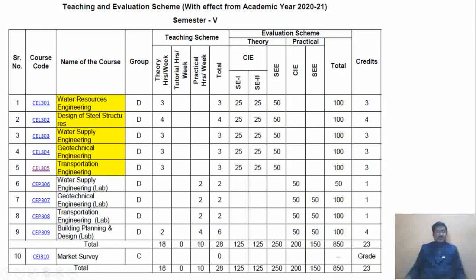Then if you see the laboratory, it is for Water Supply Engineering, Geotechnical Engineering, Transportation Engineering, and Building Planning and Design. And one more audit subject is Market Survey, which is very interesting, where we can understand the various developments or current situation in the market and various aspects associated with civil engineering elements. The total marks in this semester are 850, and there are 23 credits.